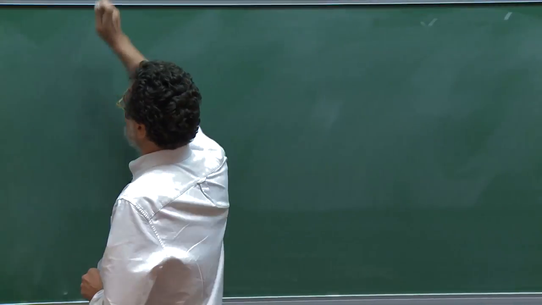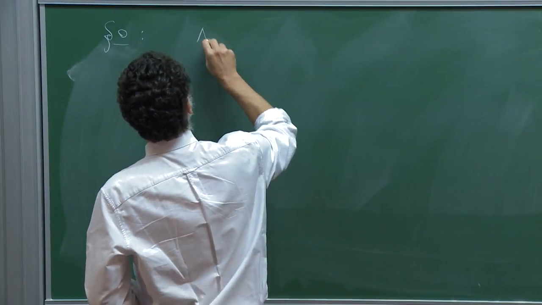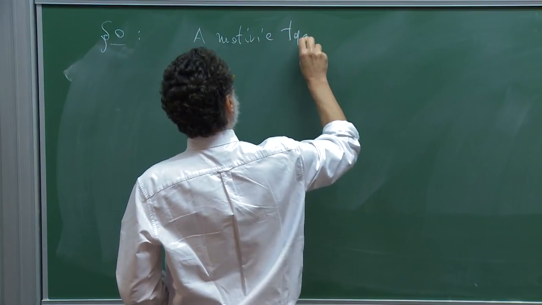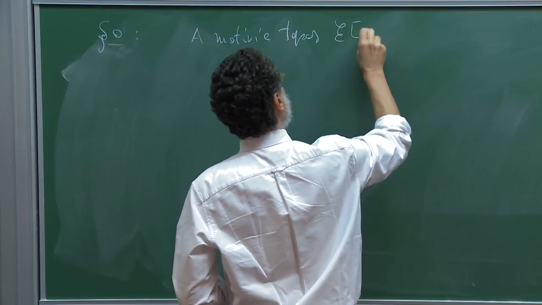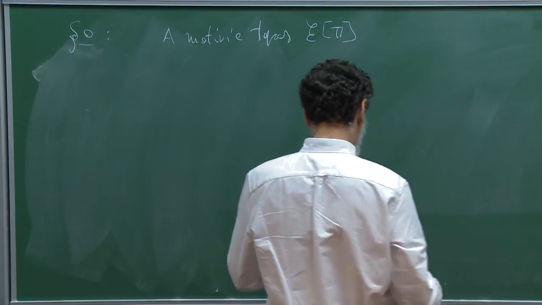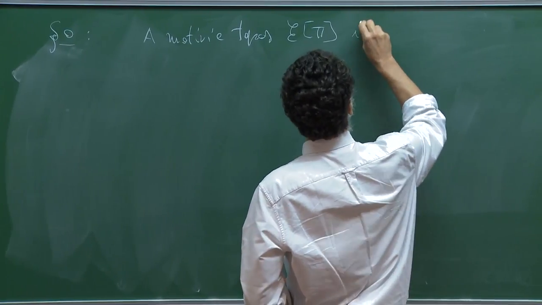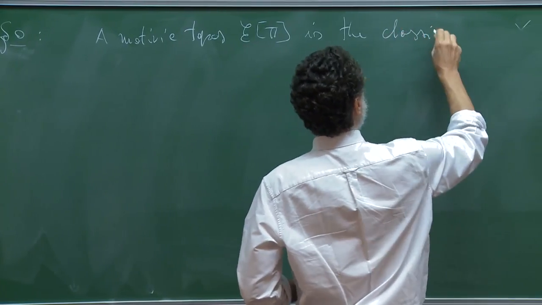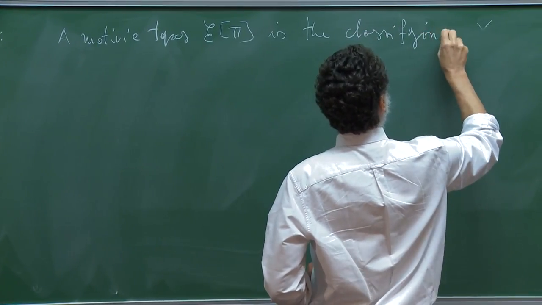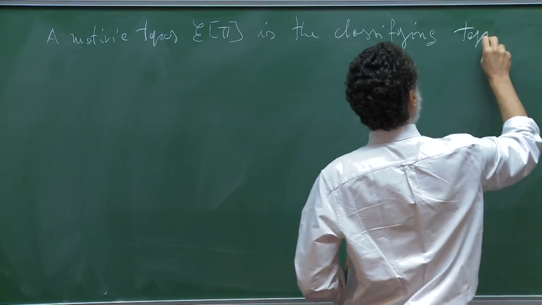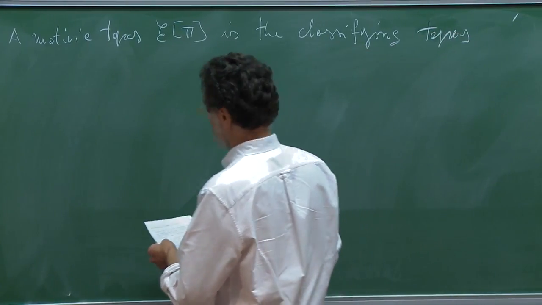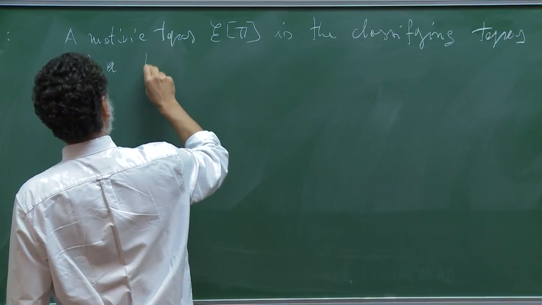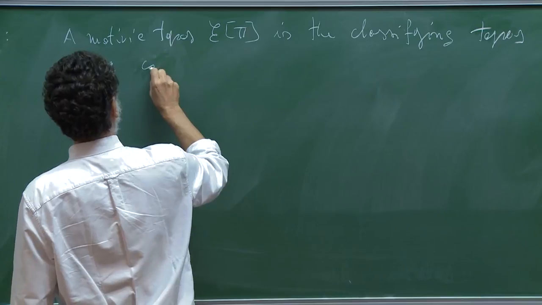Okay, so the first thing that I want to say is what we expect here: a motivic topos E of T, which is, or should be, the classifying topos of a cohomology or homology.